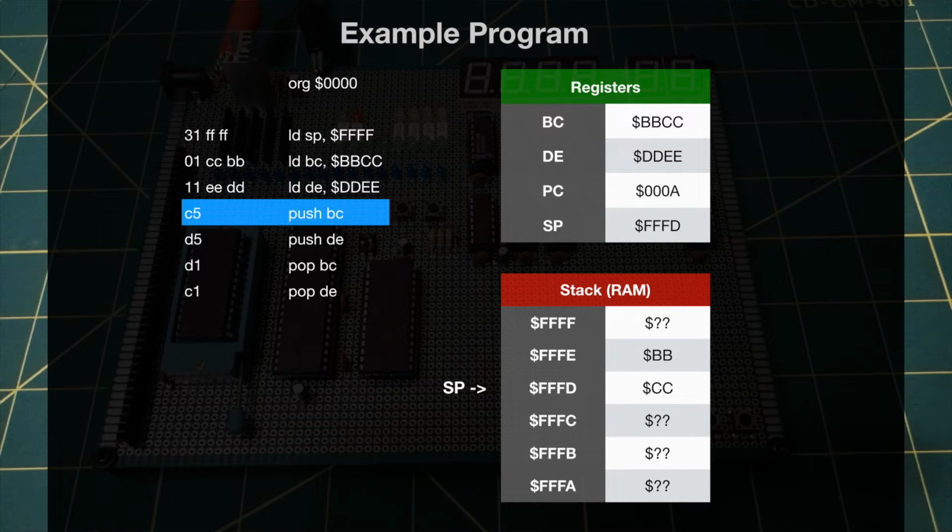And if you look at the RAM, you can see the values. It was the contents of register BC, which I conveniently loaded with BBCC, so it's a little easier to see what was going on. And you can see it's loaded the high byte into memory address FFFE, and the low byte has gone into memory address FFFD. So what actually happens is it decrements the stack pointer by 1 and then puts the high byte into that memory address, and then it decrements it by 1 again and puts the low byte into that memory address.